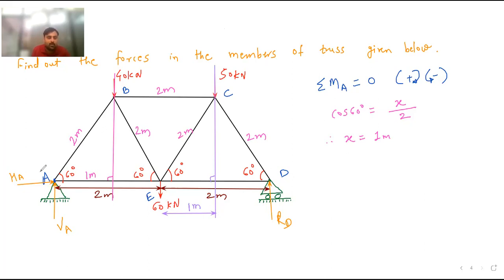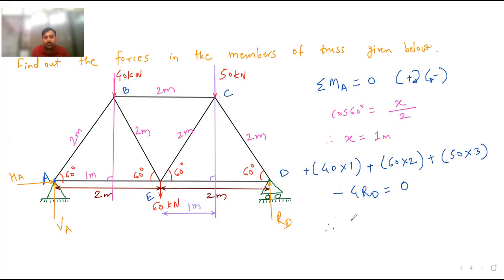Here the moment of H and V is zero. So first is 40 into distance 1. It is clockwise, so positive. Then plus 60 into 2. This distance is 2. Again plus 50 into 3, 50 into 2 plus 1, which is 3. Minus 4 RD is equal to 0. Therefore, RD is equal to. Let me know the answer.